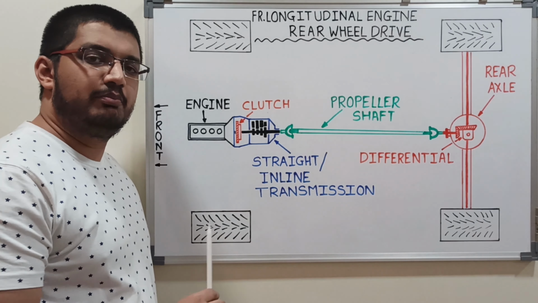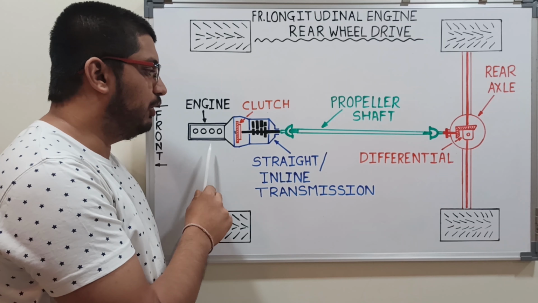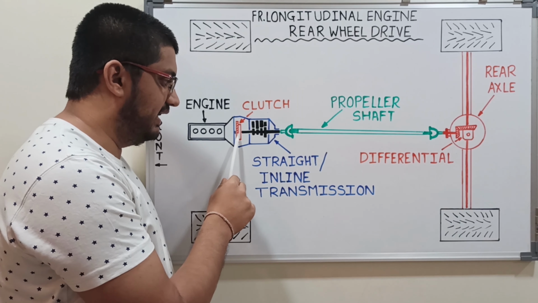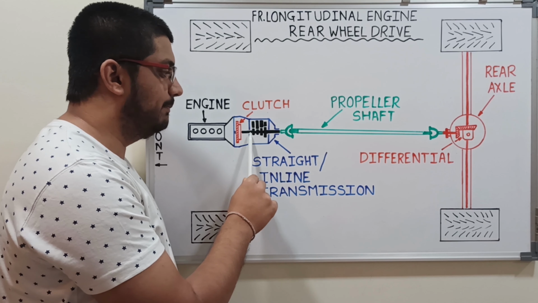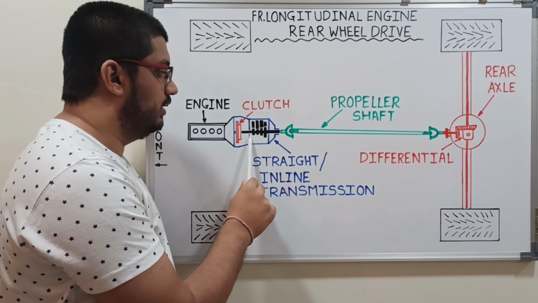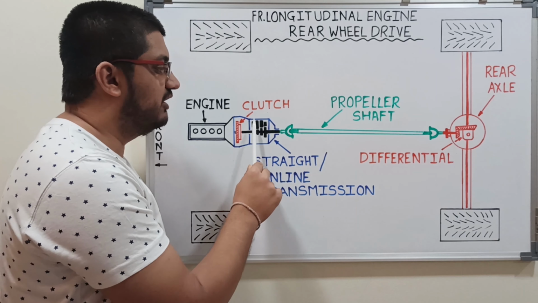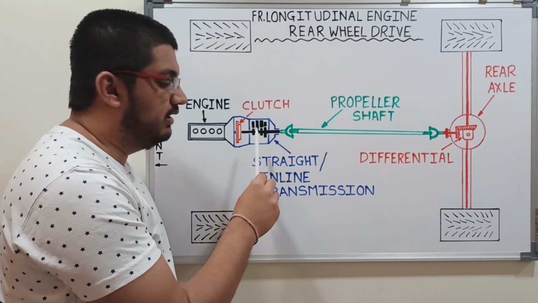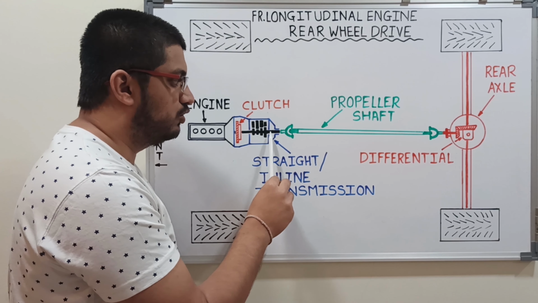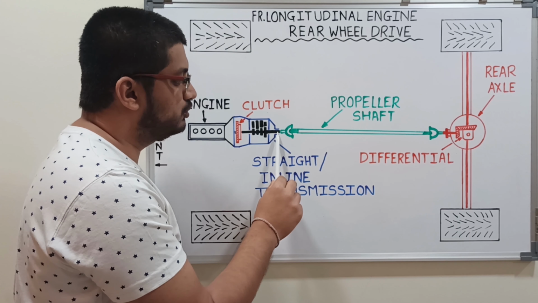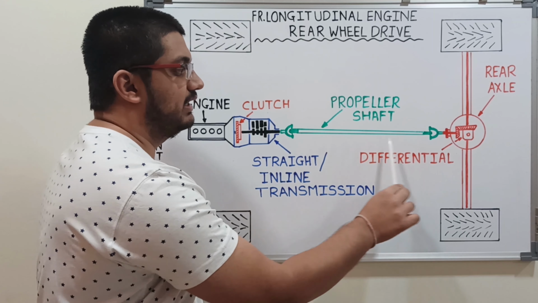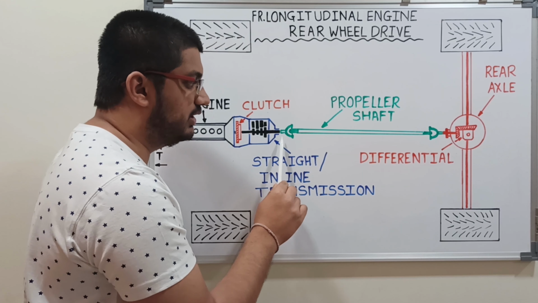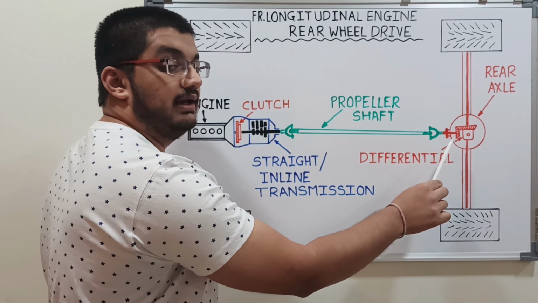So let us now discuss the power flow. The engine generates the power. The flywheel is connected with the clutch. When the clutch is engaged, the engine power moves forward to the input shaft of the transmission. There are gears between the input and output shaft of the transmission. Whenever a gear pair is selected, the power flows through that gear pair to the output shaft. Through the output shaft, at the output, the propeller shaft is connected, which transmits the power from the output of the gearbox or the transmission to the input of the rear axle.